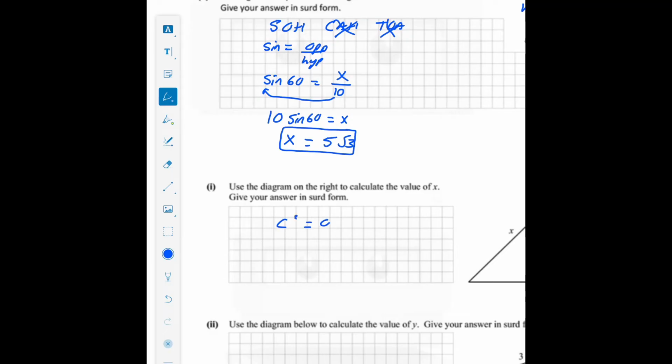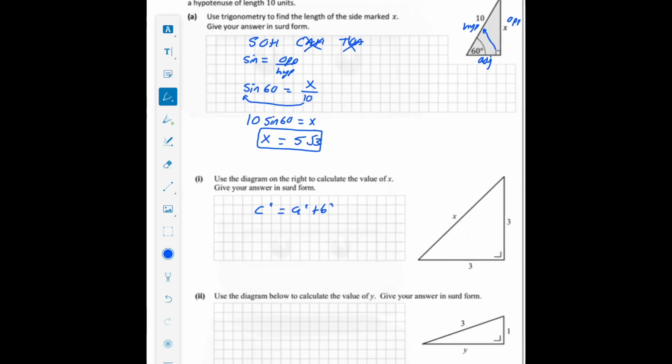So my formula is c squared is equal to a squared plus b squared. Okay, c has to be the side opposite the right angle. After that, it doesn't matter, so I'm just going to call them a and b. So we're going to say that x squared is equal to 3 squared plus 3 squared. So x squared is equal to 9 plus 9, which is 18. Now we don't want x squared, we just want x. So x is equal to the square root of 18. Okay, that's my answer in surd form. If you put that into your calculator, it will simplify to 3 root 2. So either of those answers would be accepted because they said surd form, which just means the square root in your answer.